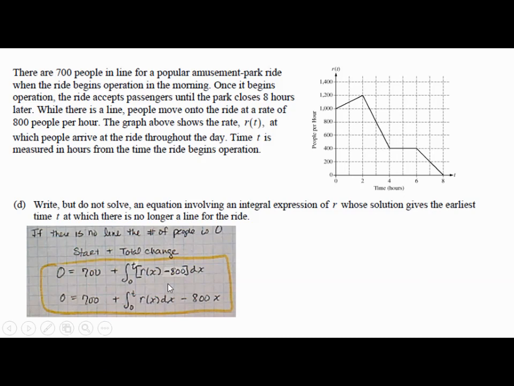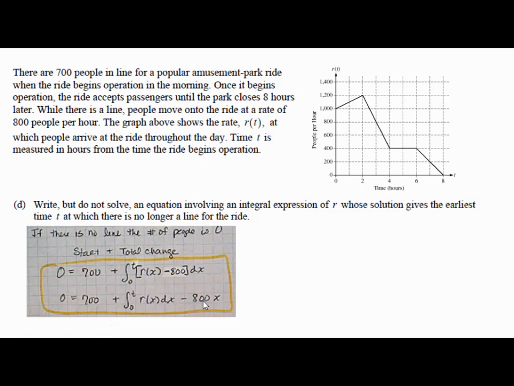Okay, so here's the next one. What I was talking about is if you replace that x with t, you could have this integral: 700 plus the integral from 0 to 3, and the integrand would be the bracket r of t minus 800, dt. That's what you would have. For part C, that's another option for your expression.